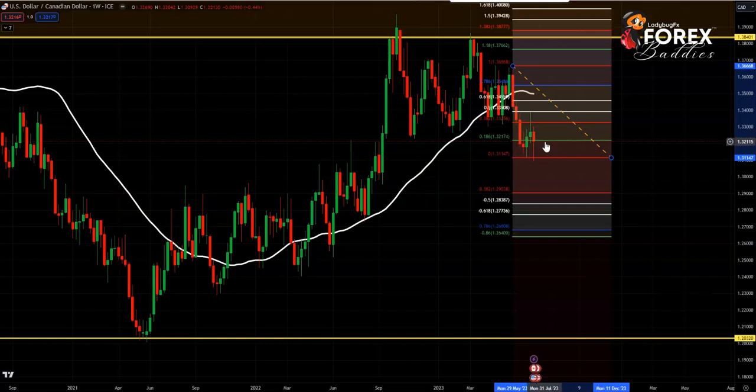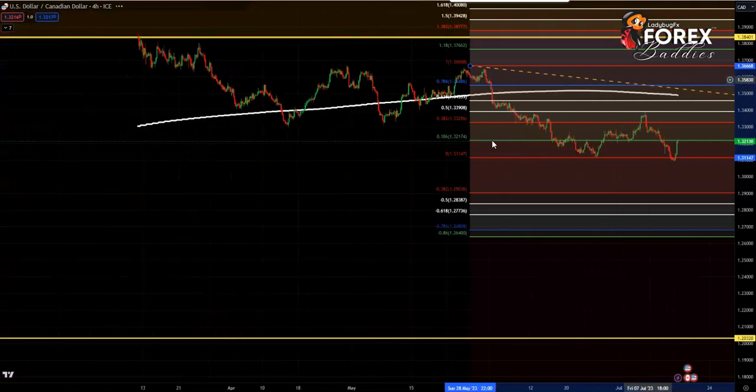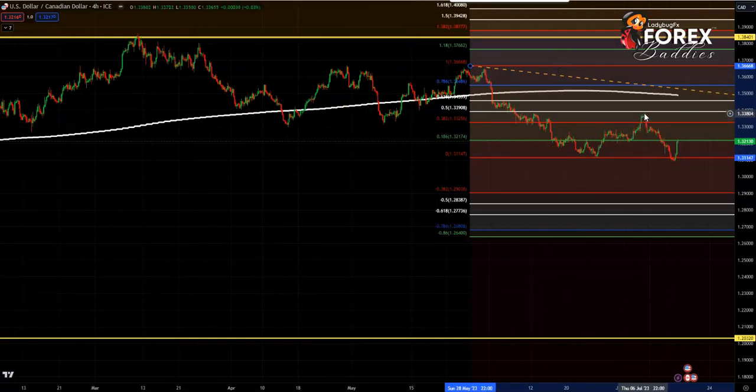Both of those are moving bearishly. All right, and this is after the retracement. And so let's go ahead and look at the 4 hour. All right, so this is our 4 hour. And we know that it hit the 50 right here.